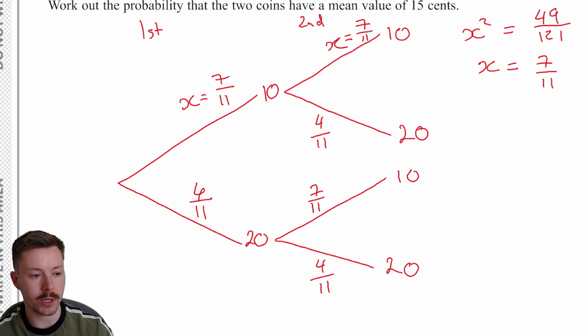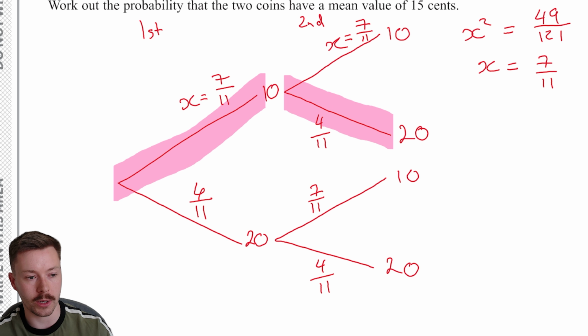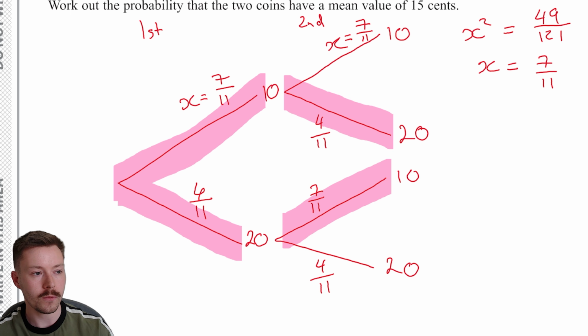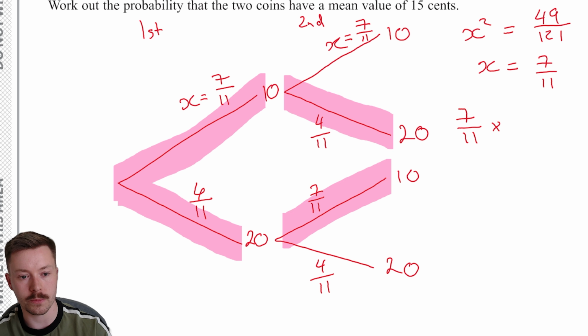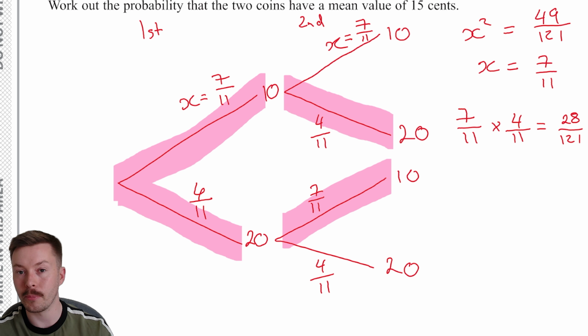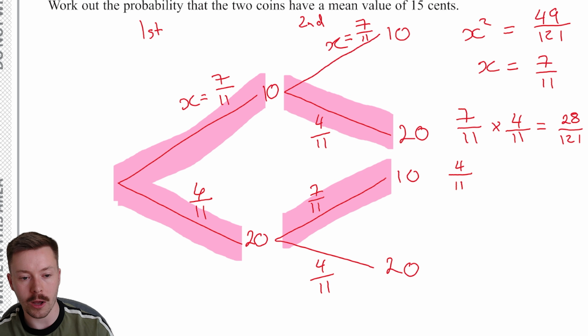Now, there are two ways we can do that. Okay, we can go up this way and down, so a 10 and a 20, 10 first, 20 afterwards, or we could have a 20 first and a 10 second. So, working out the probabilities of those two branches, we've got 7 over 11 times by 4 over 11, which will give us 28 over 121, and it would be the same, but the numerators would be the opposite way around for the bottom option. 4 over 11 times by 7 over 11 gives you again 28 over 121.